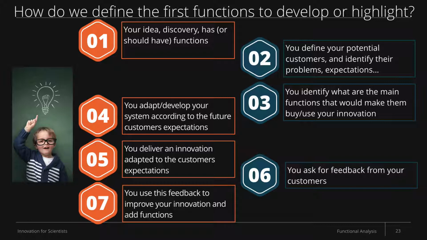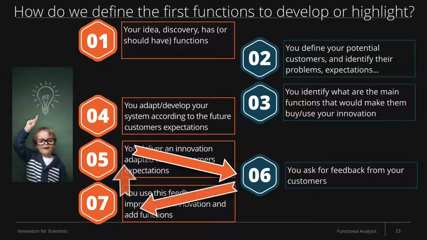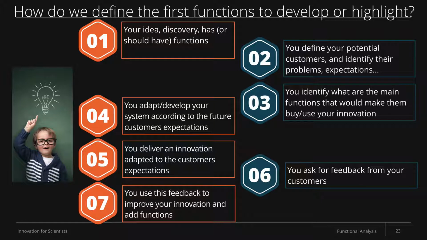And you see that in real life, you will have different loops of step 5, 6, and 7 until you reach a stage of development for your innovation where people are ready to use, hence buy it.